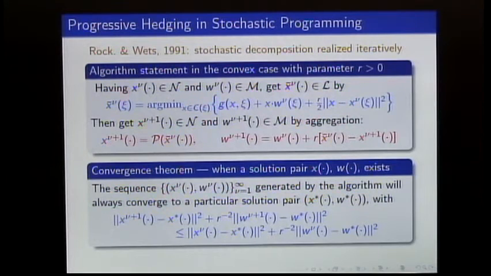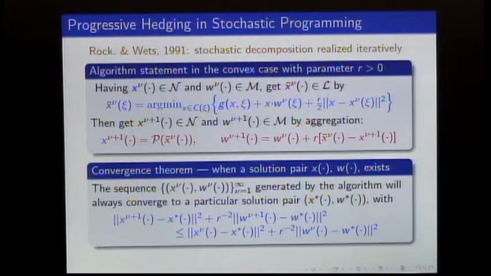So here's how it works. At any given stage, it's elementary to initiate it. We don't have to talk about that necessarily. At every given stage, and I follow Roger in always liking nu for the index for a sequence, I have an x^nu, which is a non-anticipative decision, and I have a w^nu, which is in this multiplier space. And I'm going to construct an x bar^nu, but this will only be in L, not in N. x bar^nu will only be in the big space. And I'm going to do it by solving a separate problem for each scenario.